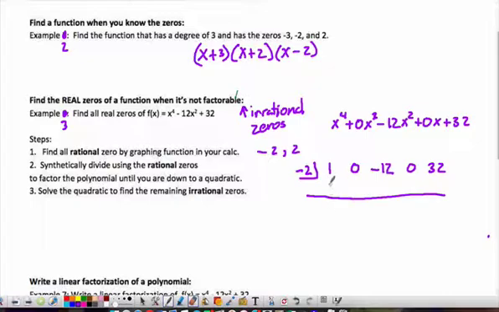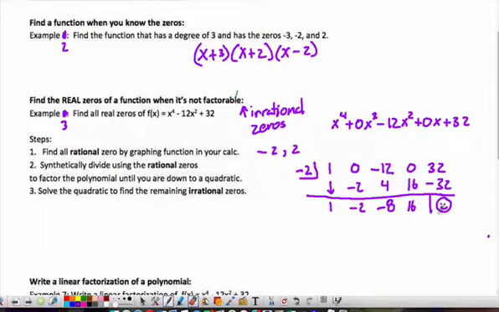So bring down the 1, and 1 times -2 is -2. Add them, I get -2. -2 times -2 is 4. Add these, I get -8. Multiply these, I get 16. Add these, I get 16. Multiply these, I get -32. And the remainder is 0. And that's what we want.